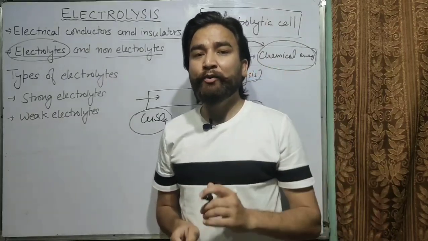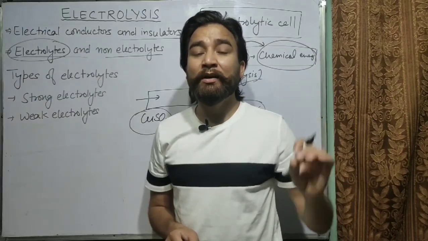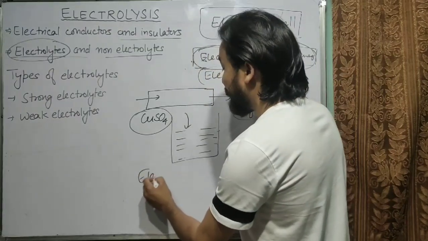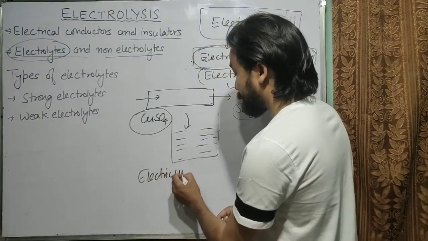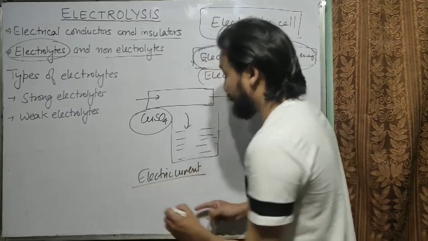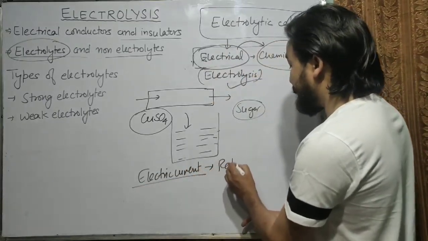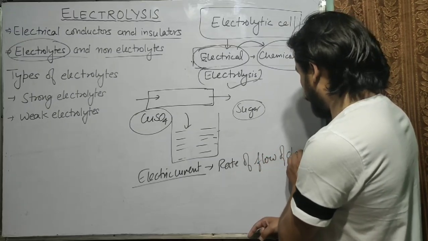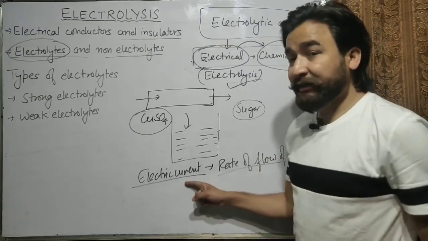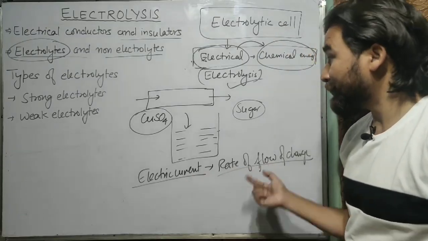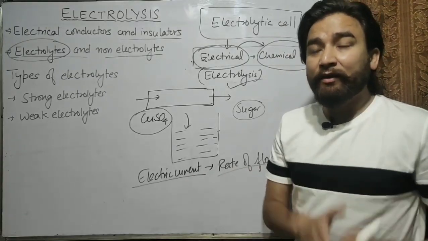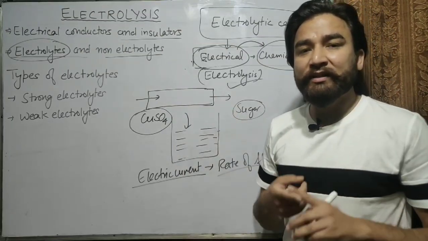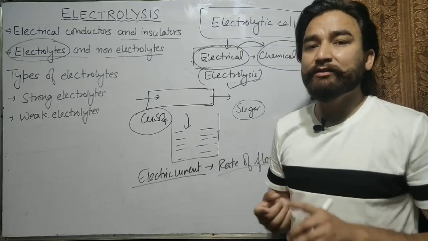So we have to see what is the reason for the passing of electricity. You know that there is a term called electric current. What is electric current? Electric current is the rate of flow of charge. Please see it carefully. Electric current is the rate of flow of charge. It means if charge is flowing through a substance, then we will say that electricity is passing through it.